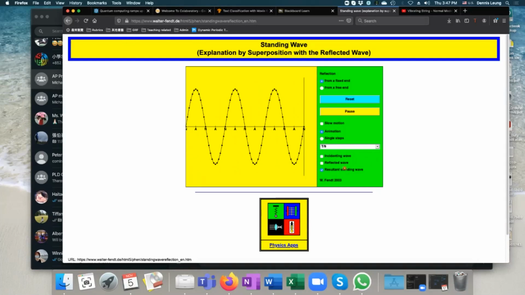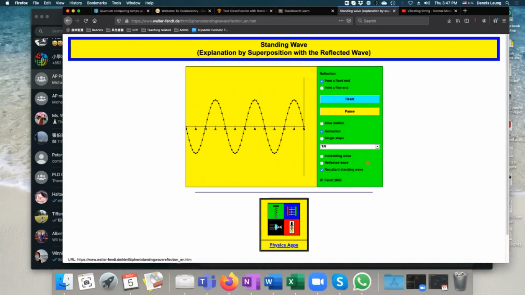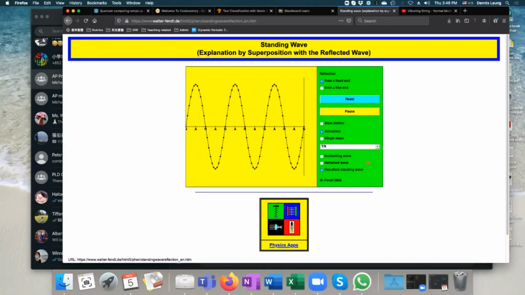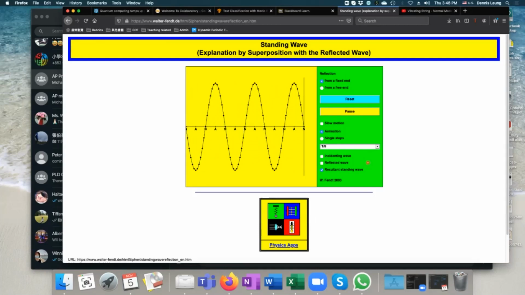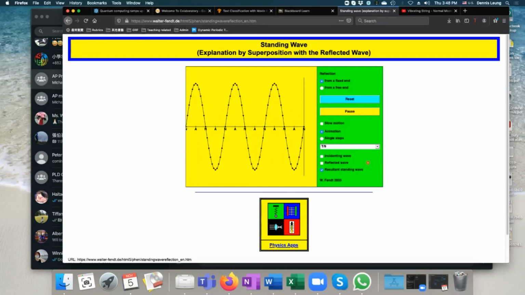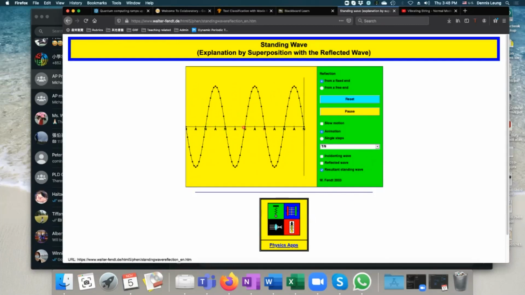On the other hand, when you add them together, it just happens that the resultant wave seems to stay at its location. Each point seems not to be moving to the left or the right. They seem to be just moving up and down about their own location. And of course, each point has a different displacement magnitude. Maximum displacement occurs at some points we call anti-nodes.